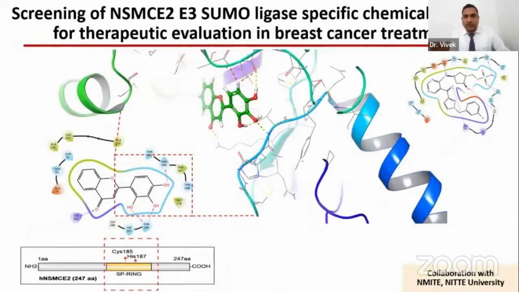Since in India lots of jadi booties are used, for example, the phytochemicals and all that, we have a library in our pharmacy department, with which I'm still collaborating, and we are trying to screen how the two important residues present in the SP-RING domain of NSMCE2, that is cysteine 185 and histidine 187, can be targeted. So we are trying to screen if we can effectively block these amino acids to inhibit this activity, so that we can try to regress and test for further validation. So that is another step which we have been taking forward.